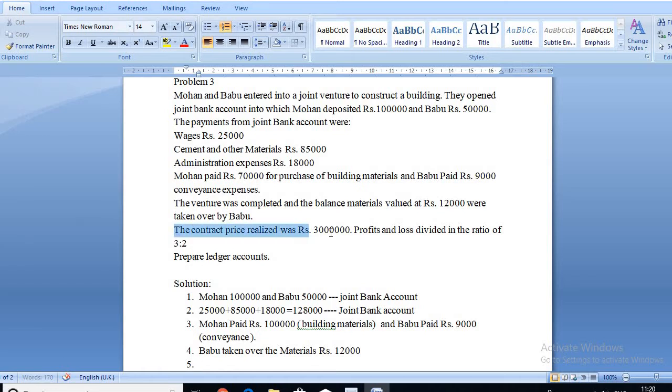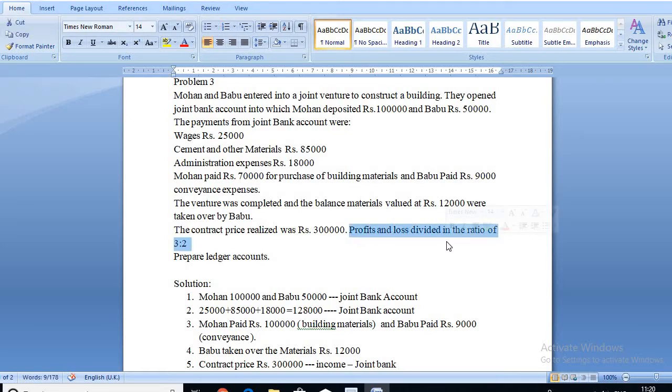Now come to the last transaction. The contract price realized was rupees 3 lakh. After the construction of this building, they will get the money worth rupees 3 lakh. This is income for the joint venture. Who will receive this income? The joint bank account. And the last one, the profits and losses are divided in the ratio of 3:2.